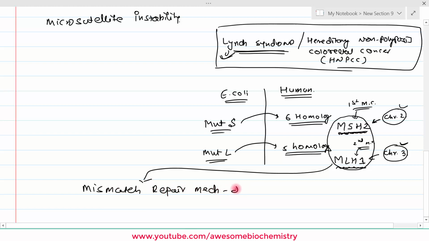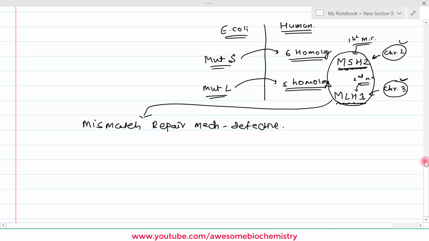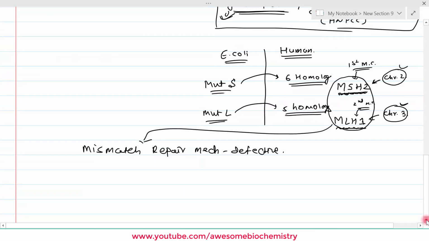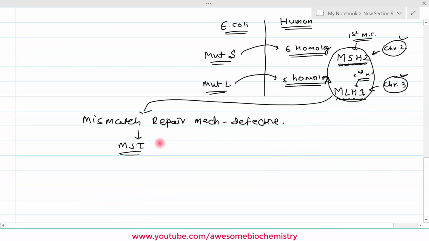This mismatch repair mechanism is defective, and we know, as we had seen, that when the mismatch repair mechanism is defective, its phenotype is microsatellite instability. So here also, because of the defect in this gene, there will be microsatellite instability. This microsatellite instability is the hallmark of Lynch syndrome.